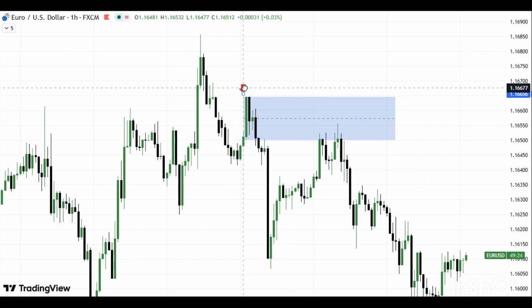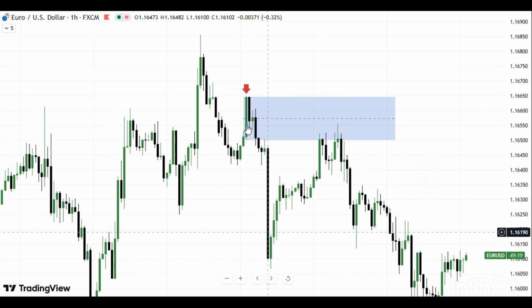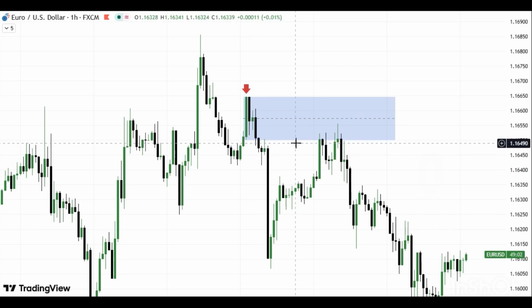In a bearish trend, the last bullish candle, the final opposite colored candle before the move down, becomes your bearish order block. Why do we call it a bearish order block? Because when price returns to that area, we expect it to reject and move lower. Even though the candle itself is bullish and colored green, it's still considered a bearish order block because it causes a bearish reaction in the market.